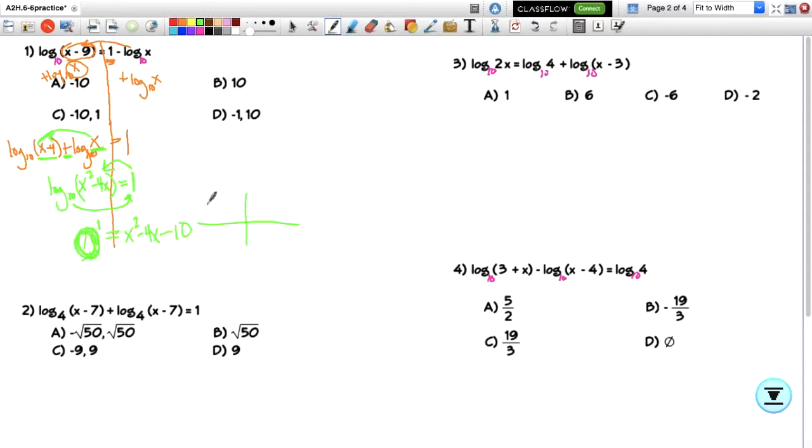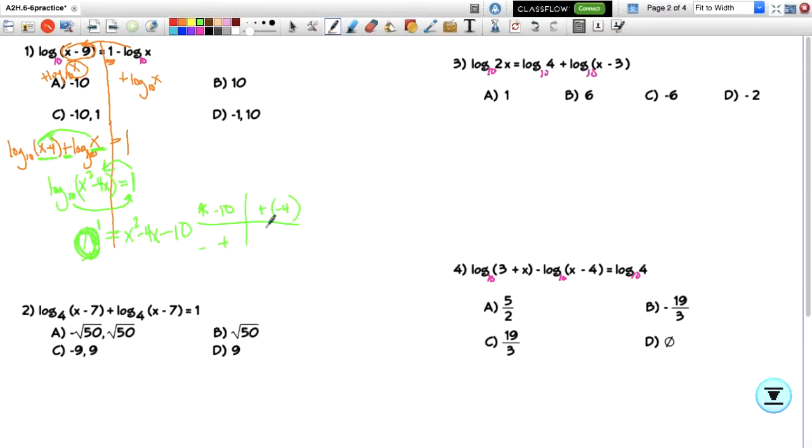So I'm going to figure out what it is when I factor it. Okay, so it multiplies to be a times c, so 1 times negative 10, and adds to be our b value, which is negative 4. So if they multiply to be a negative, one's negative, one's positive. They have to add to be negative 4, so that means my negative number has to be bigger. So what two numbers multiply to be negative 10 and add to be negative 4?